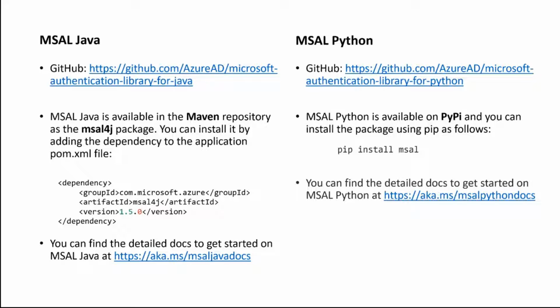If you want more detailed docs, you can start at these short URLs for the MSAL Java and MSAL Python docs: aka.ms/msal-java-docs and aka.ms/msal-python-docs.